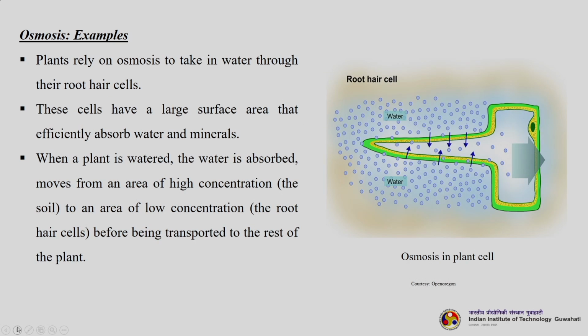So, plants rely on osmosis to take in water through their root hair cells. These cells have a large surface area that efficiently absorbs water and other different types of minerals. So, when a plant is watered, the water is absorbed, moving from an area of high concentration, that is the soil, to an area of low concentration, that is the root hair cells, before being transported to the rest of the plant. So, this is how osmosis is taking place in root hair cells.